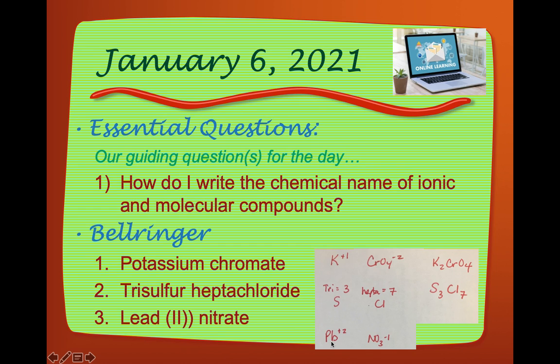A +2 means that lead is trying to give away 2 electrons to be stable. But this group ion, nitrate, can only take 1. It only needs 1 to be stable. So to finish this compound, you will need another nitrate that can take the other electron from lead.